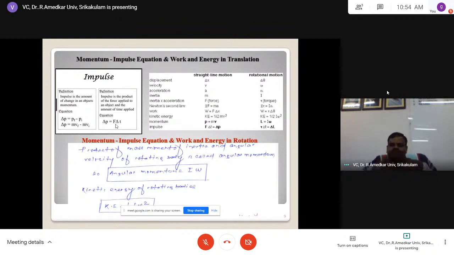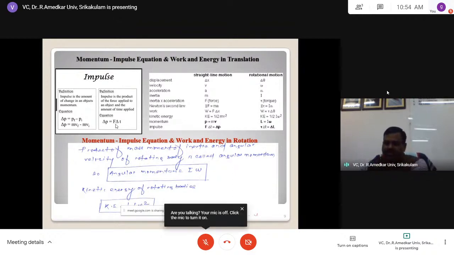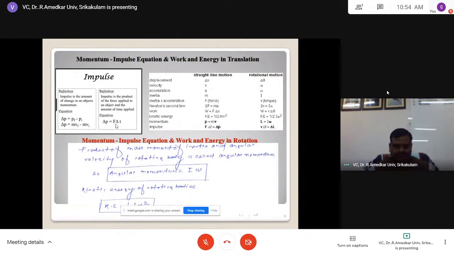Impulse is equal to the change in momentum. We'll consider the momentum example. Delta P is equal to m v f minus m v i. And whereas the force acts in a duration of small time. Here the displacement is dx, here the d theta, delta theta. Here velocity is v, the angular velocity, acceleration a, angular acceleration.